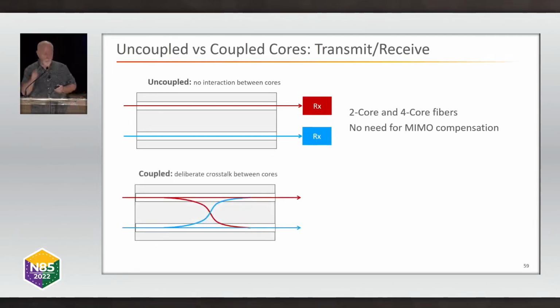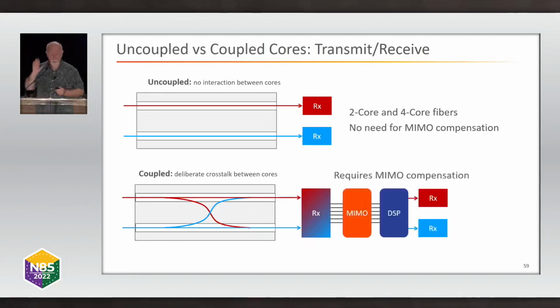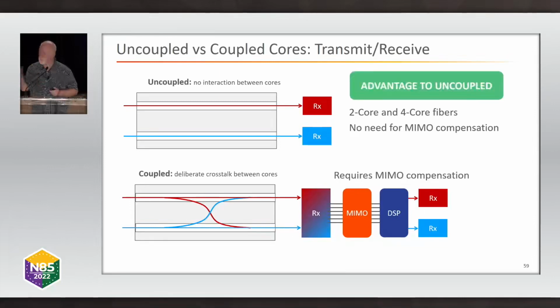With coupled multi-core fiber, you do get crosstalk between the cores. It's designed that way. It means that at the receiver, you've got a scrambled mix of the signals on the 2 cores, and you need one of these MIMOs and a digital signal processor to separate the 2 or more signal streams. So that's at the transmitter and receiver, and you can probably agree with me that uncoupled clearly has an advantage here because we don't need to develop new transponder technology.